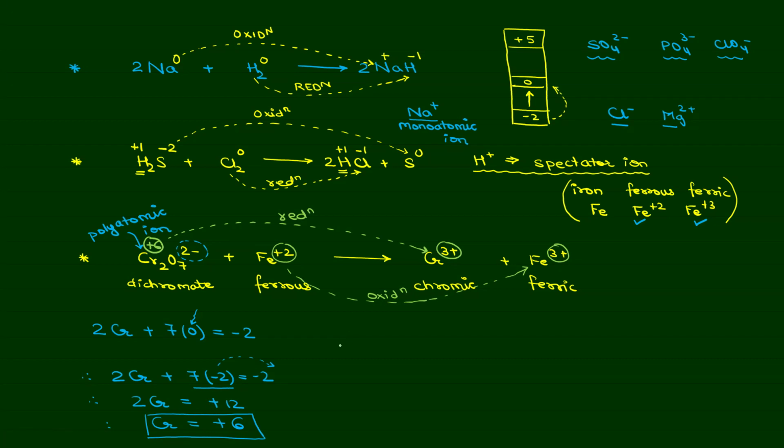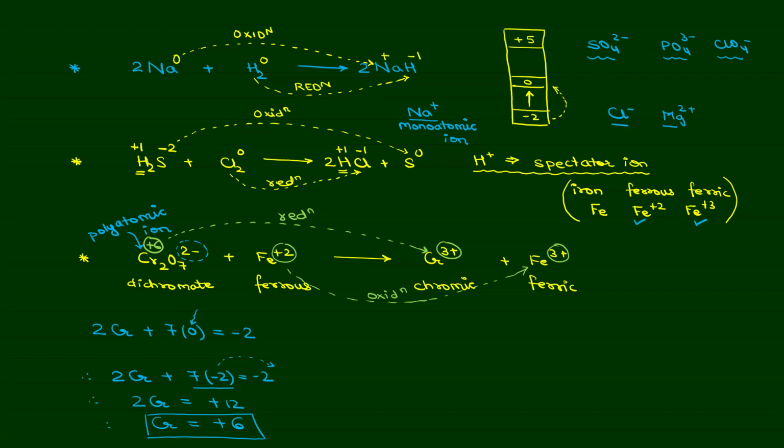I have a question. In the previous question, can you just explain again why H plus is the spectator ion? I know it's not involved in the reaction, but I don't understand how. There's nothing happening to H plus. Because its charge is constant, that's why.